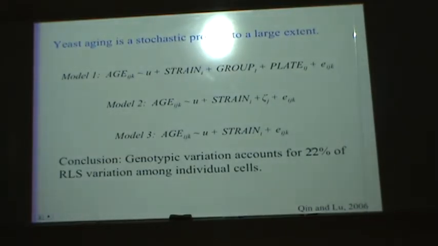A similar finding was also reported in humans based on identical twin studies. For identical twins, genetic makeup only accounts for 25% of the chance of how long they are going to live. The rest depends on other things. Genetic makeup only accounts for 25% of how long they will live, so the other 75% is environmental.